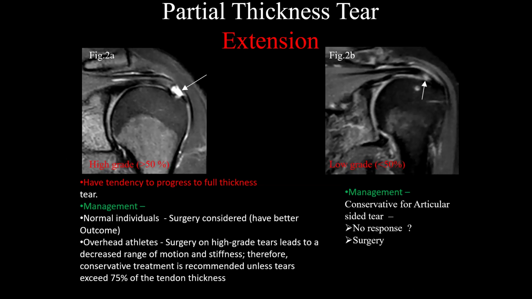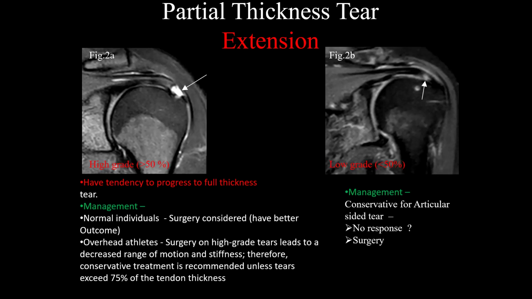These tears occurring in the overhead athletes are preferably managed conservatively unless the tear is more than 75% of thickness, as operating them can lead to stiffness of the joint. In the rest of the patients, the mainstay of treatment is surgery. Figure 2B shows a tear with less than 50% involvement, suggestive of a low-grade tear, which is managed conservatively. If no response is seen, then surgery can be considered.